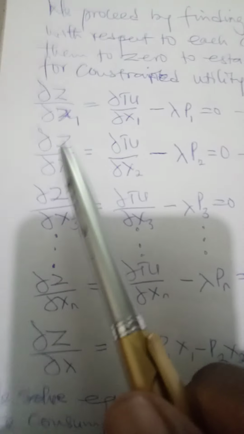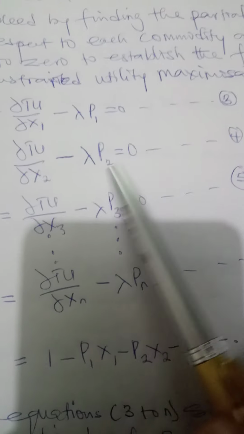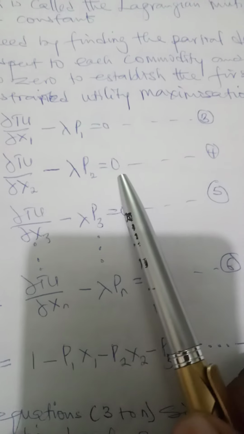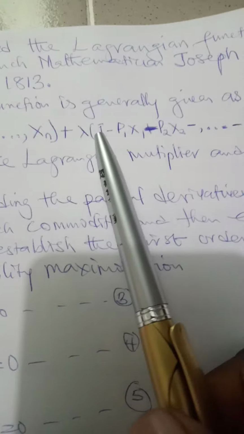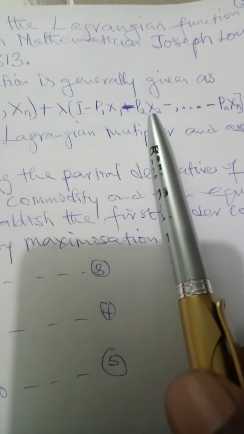It's the same thing here. By the time you take the derivative with respect to x2, you have the marginal utility of commodity x2, which is dTU/dx2, minus lambda p2. Every other thing, like I said here, will be 0. What you have left here will be minus p2, multiplied by the Lagrangian multiplier, equated to 0. It goes on like this until you get to the nth commodity.